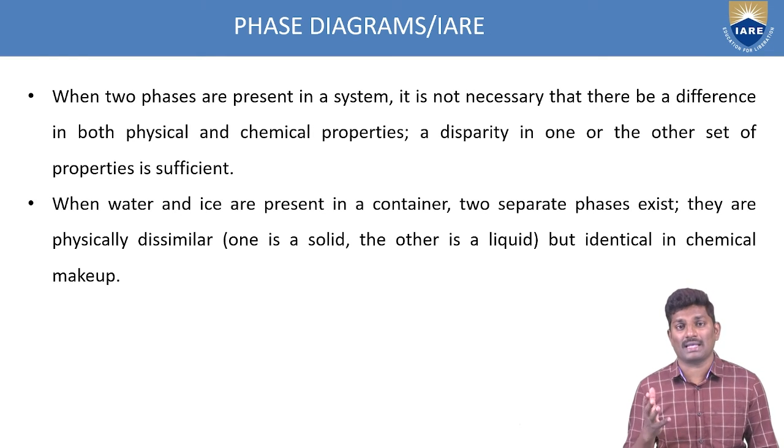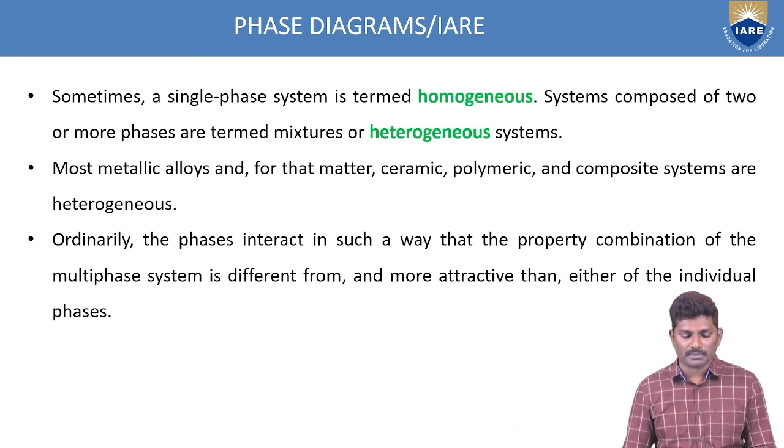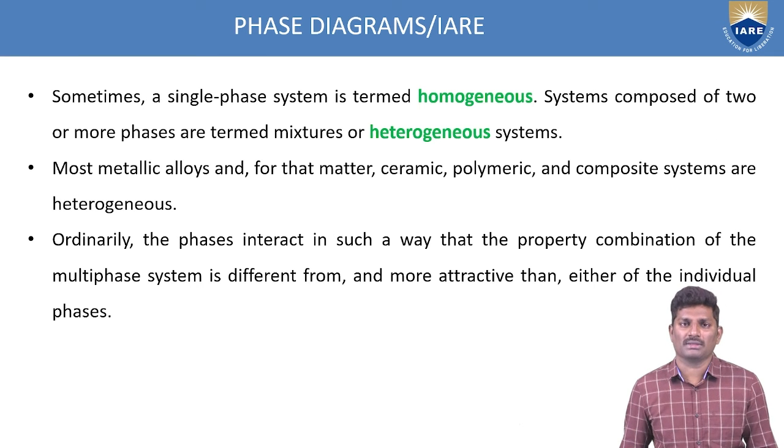Now, when two phases are there, it is not necessary, in some cases, that they have different physical or chemical properties. It depends upon the type of metal we are taking. And when water and ice are present in a container, two different phases are available. So that we have seen in the previous example, one is in the solid form, another is in the liquid form. So these two phases will have identical properties of their own. And what is homogeneous? We are discussing a single phase system.